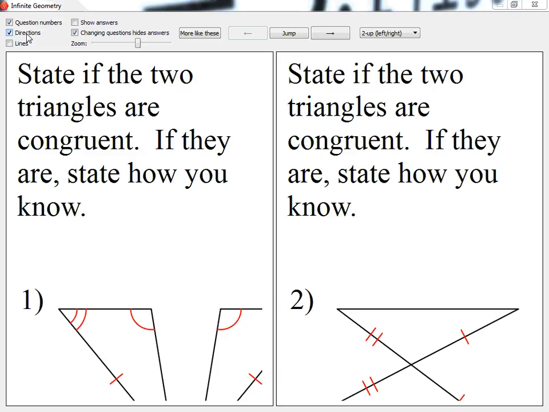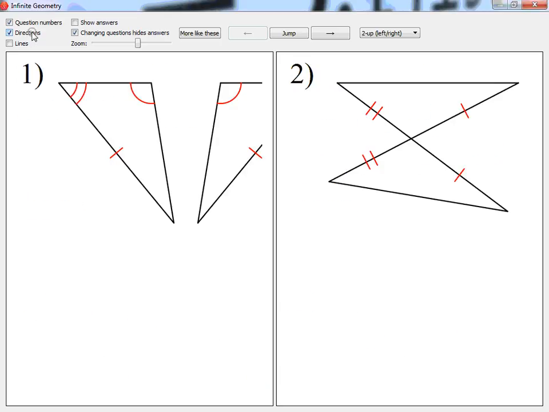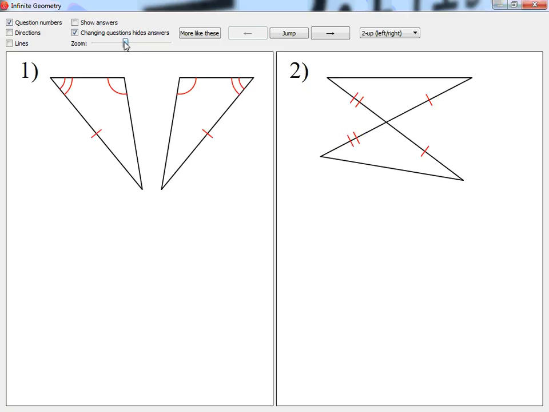State whether two triangles are congruent. If they are, state how you know. For every question, use the four rules that we need. If you don't remember the four rules, they're on the board: side-side-side, side-angle-side, angle-side-angle, and angle-angle-side. For the four rules, we need 3 marks.